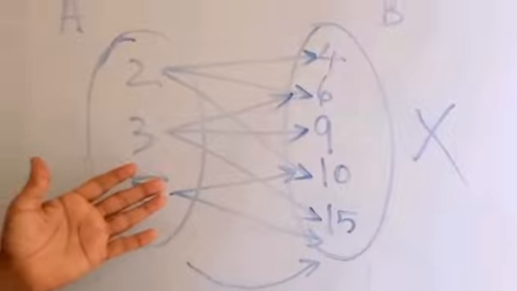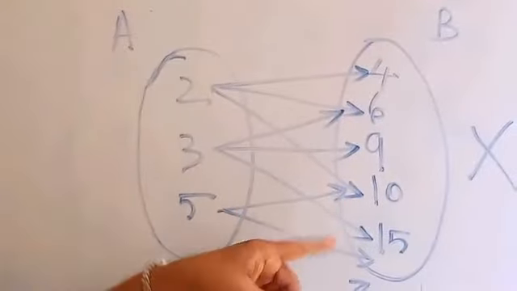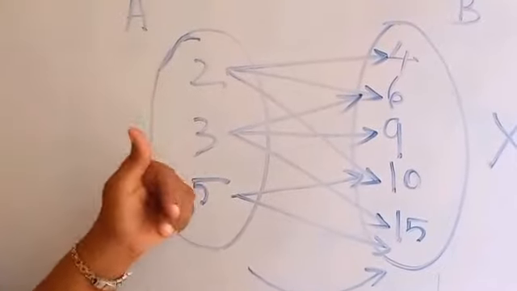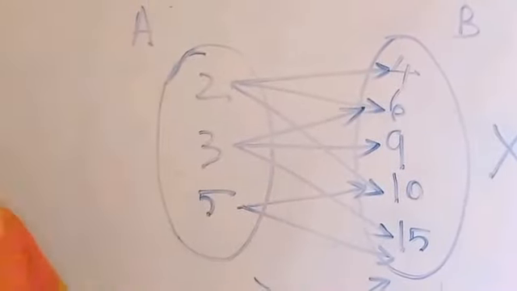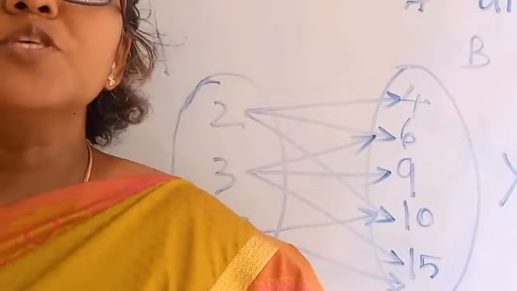But this can be a relation. So we see that a function is a subset of a relation. This is not a function. So in the next class, we will see something about the types of a function.